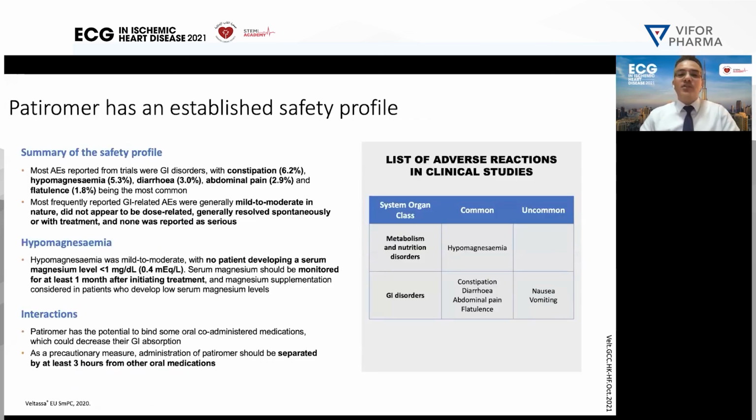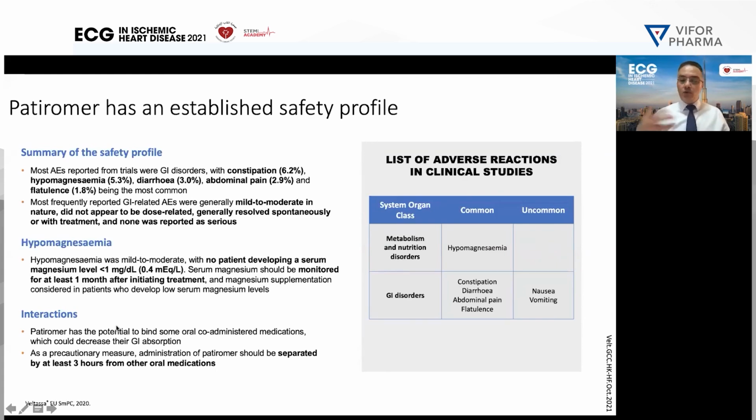The safety profile of patiromer is very good. It was studied in a very good way. Very few cases of hypomagnesemia, but there is no hypocalcemia because this drug works on the distal colon. There were fewer constipation, diarrhea, or abdominal pain noticed, and very rare nausea and vomiting, so the drug is safe.